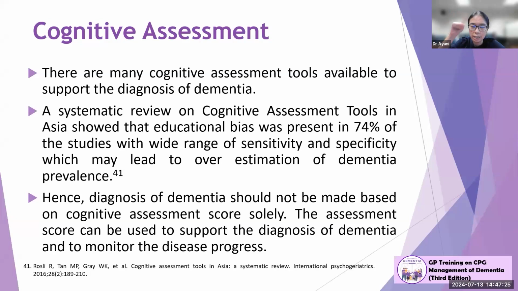Remember the DSM-5 criteria for dementia. One of the criteria is that you must have evidence of decline in one part of the cognitive domain. So it just helps you to support a diagnosis. You shouldn't say, oh, the MMSE is less than this much, so this is dementia. No. You diagnose dementia based on whether it fulfills the criteria or not.